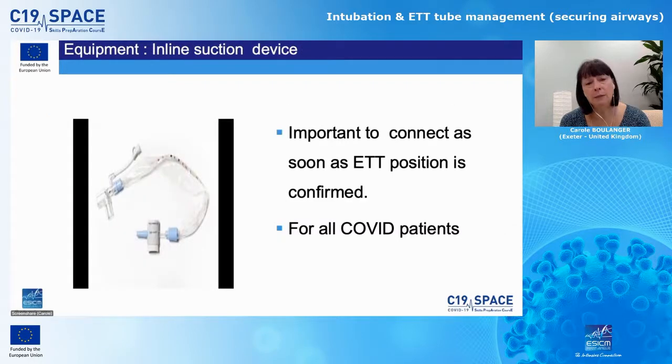So when we're dealing with patients with COVID, most units will use inline suction devices once the endotracheal tube position is confirmed. And we would use these for all COVID patients. This basically means that we can clear suction and secretions down the endotracheal tube without disconnecting from the ventilator. This prevents spread of COVID and aerosol generating particles, but also it means that the patient doesn't lose valuable oxygen and pressure that we're delivering via the ventilator.